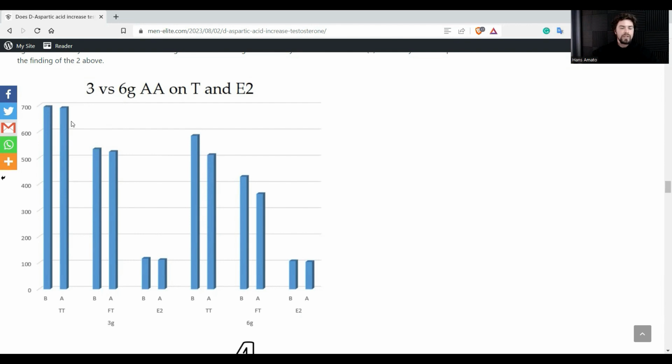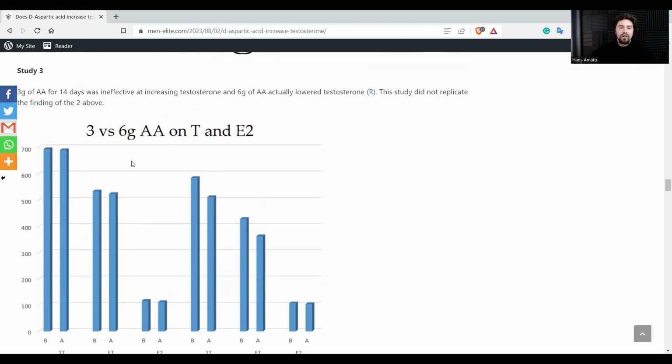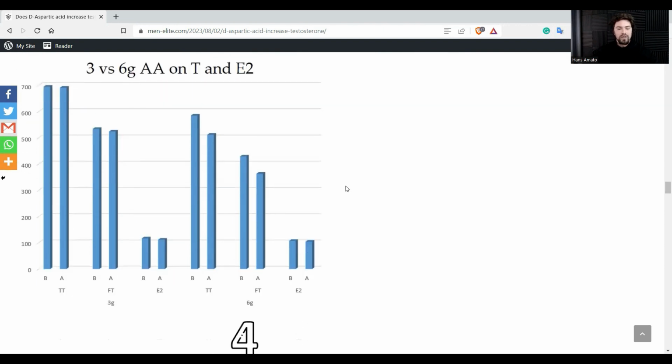It even slightly decreased. The free testosterone slightly decreased. Estrogen slightly decreased. Whereas in the 6 grams, testosterone dipped quite a bit. Free testosterone dipped quite a bit, and estrogen remained the same. So this study found that 3 grams didn't increase testosterone.